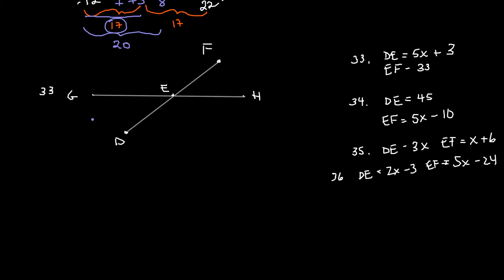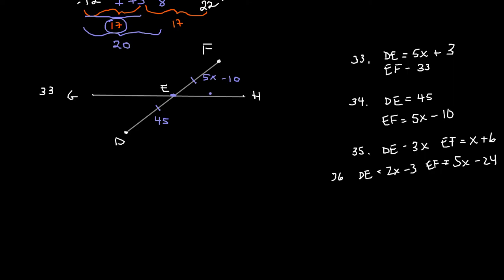So I'm going to start with 34. It says that DE is 45, so I'm going to put a 45 here. And EF is 5x minus 10. Now, what are they telling us? They're telling us that E is the midpoint of DF. When it's the midpoint, it's going to divide this segment into 2 congruent segments, or 2 equal segments. You can say it either way.